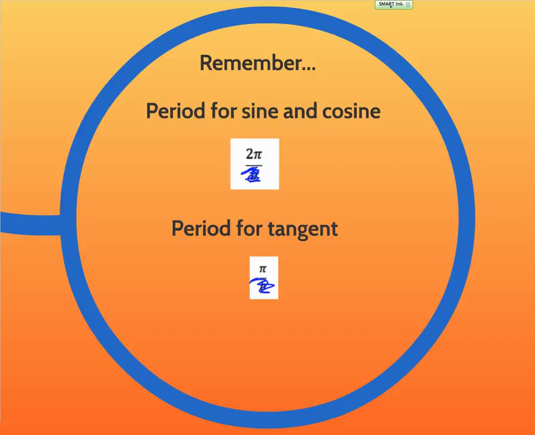But we will use this. If we have an extended domain, like let's say we have to find all the answers from 0 to 4 pi, then we will add the period to it to find our other solution. I know that sounds weird now, but you'll see what that looks like a little bit later.